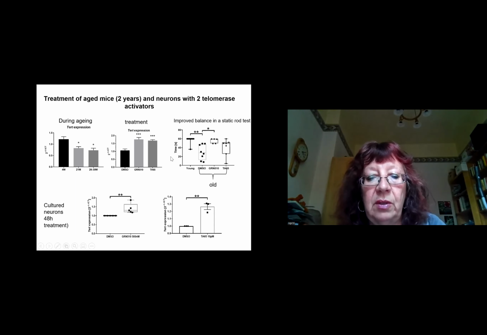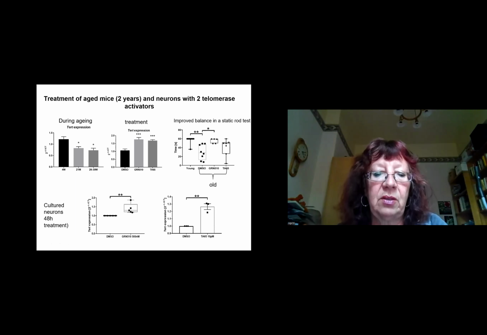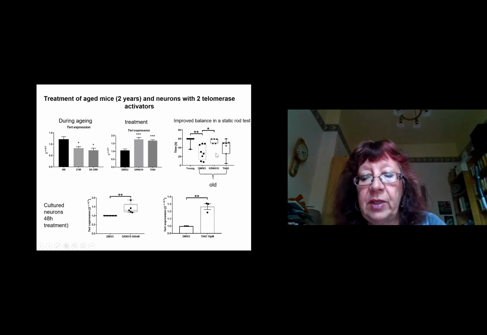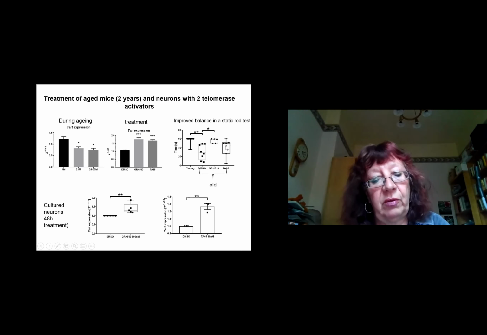If you now do a rather crude test, because these old mice are really old and you can't do a lot with them, we set them on a static rod for 1 minute, 5 times. While young mice stay on the rod without problems, old mice, the controls, which were only treated with DMSO, fall down very quickly, so only half of the time they could stay on. But the telomerase activator-treated mice were well able, almost like young mice, to stay on, and we got significance for the GRN510, but we didn't have a lot of mice.